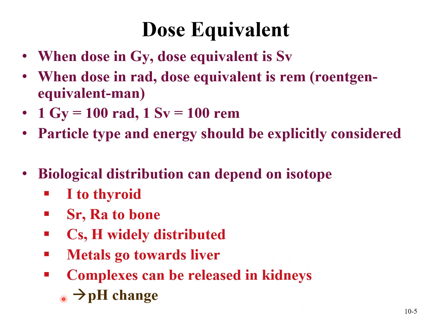Complexes, so metal-ligand complexes, when they go to the kidney, there's a pH change, a decrease in pH. So complexes can be released, so metal ions can be released at these lower pHs. So these will have different effects on different parts of the body. So this is all related to internal dosimetry.